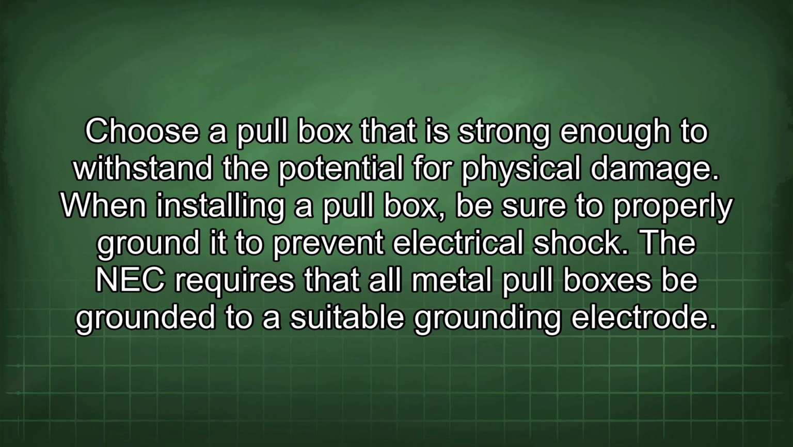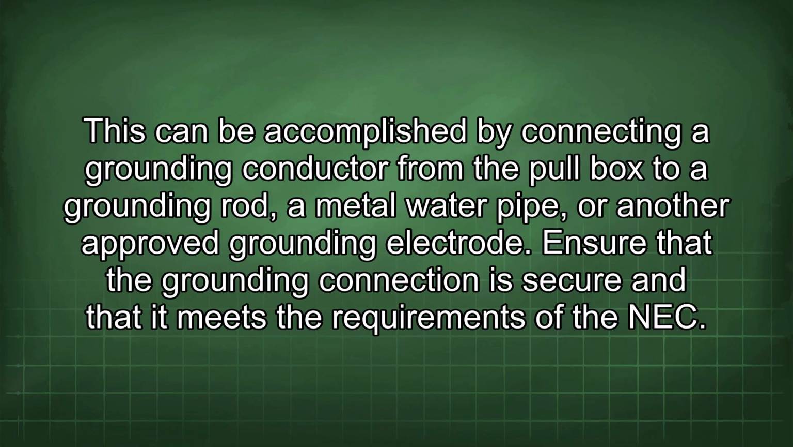When installing a pull box, be sure to properly ground it to prevent electrical shock. The NEC requires that all metal pull boxes be grounded to a suitable grounding electrode. This can be accomplished by connecting a grounding conductor from the pull box to a grounding rod, a metal water pipe, or another approved grounding electrode. Ensure that the grounding connection is secure and that it meets the requirements of the NEC.